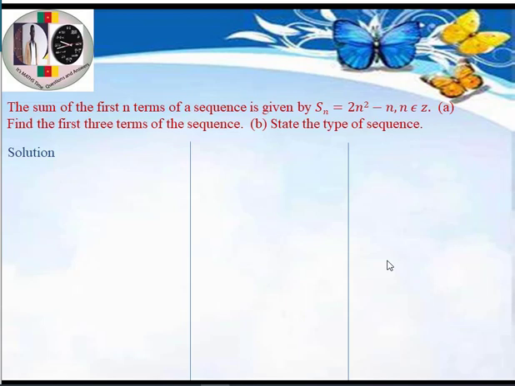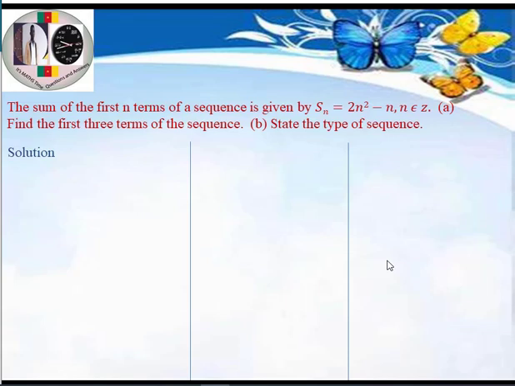Now, for us to get the first three terms, we need to know what the sum of the first n terms is all about. The sum of the first n terms simply means that if we have the first term, we are summing the first term plus what? Nothing. So the sum of the first term is the first term. The sum of the first two terms is the first term plus the second term. The sum of the first three terms is the first term plus the second term plus the third term.